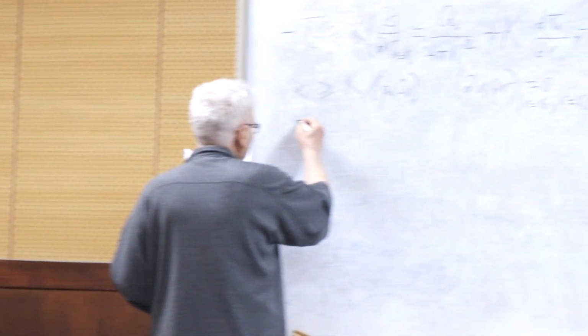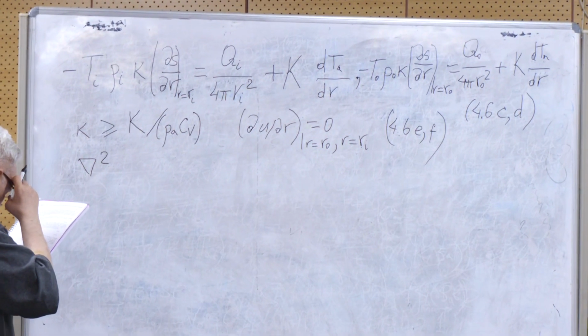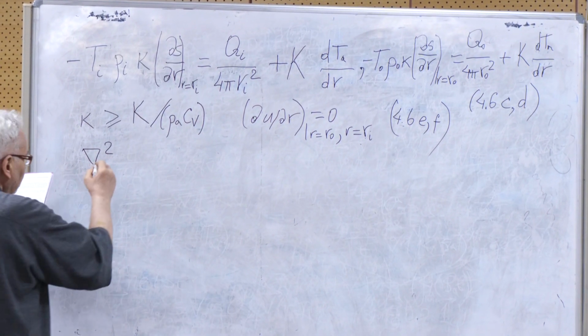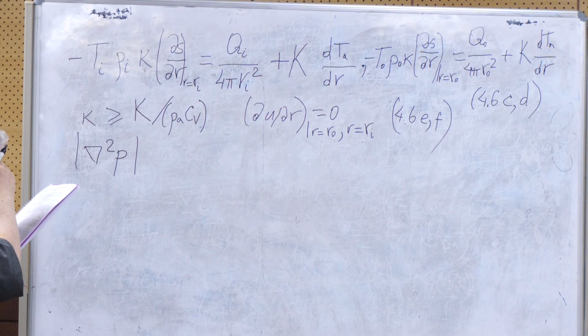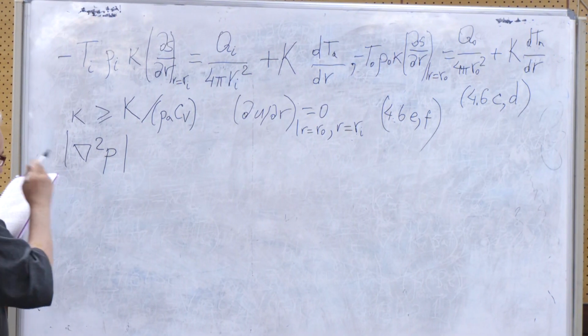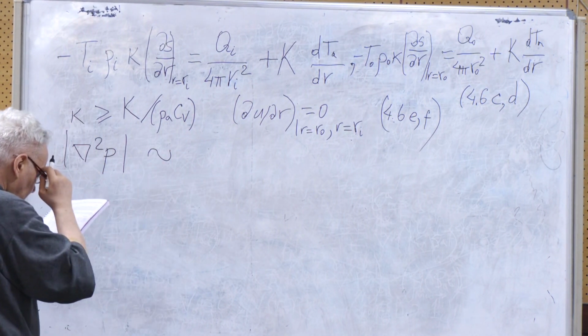To do this, we take the divergence from 4A, from this one, and substitute the gravitational Laplacian from 4B and compare the corresponding terms. We conclude that the gradient squared of P by the modulus is of the order of the Coriolis force with this addition.